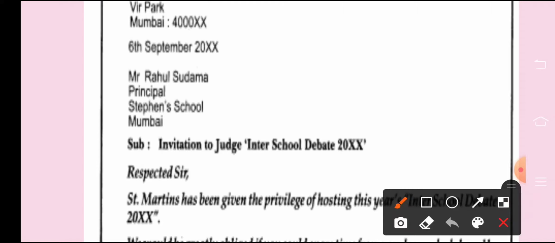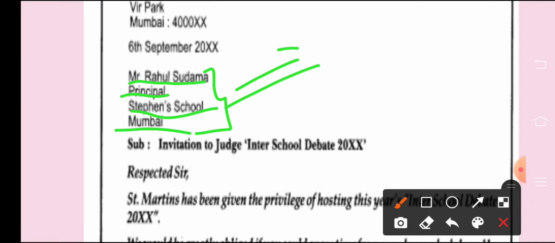So you must have noticed one thing here, that Mr. Rahul Sudama. Generally in formal letters, we do not write down the name of the receiver. Generally we write the designation, like the editor, the municipal commissioner, or something like that. But here in this invitation we are adding the name of the receiver too. So that is Mr. Rahul Sudama, principal, this is the designation, Stephen School, Mumbai. Clear? So this is the receiver's address. After writing the receiver's address, we have to give one line space here once again.